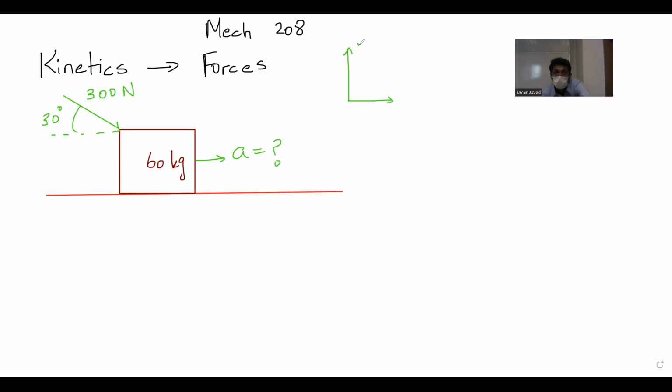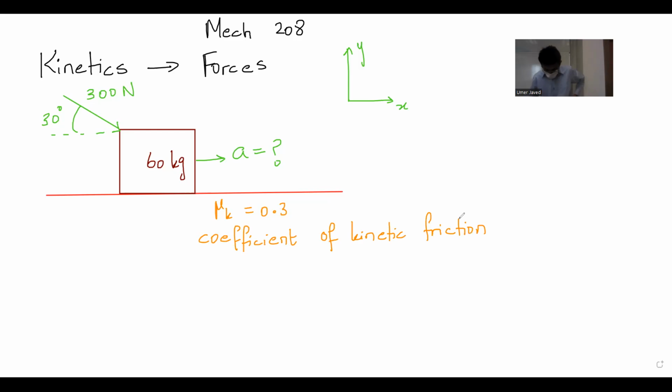I will update you. Give me a second. His question is friction. Very good. Nice question. Mu K equal to 0.3. Coefficient of kinetic friction. Kinetic friction. G equal to? G equal to 9.81 meter per second square.